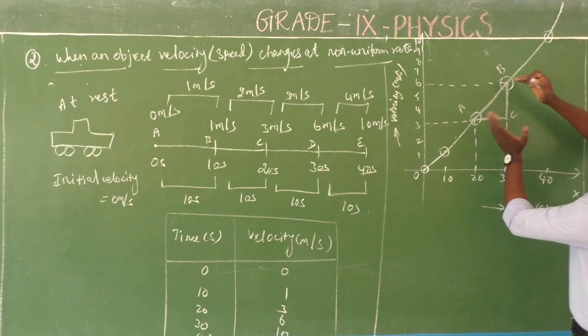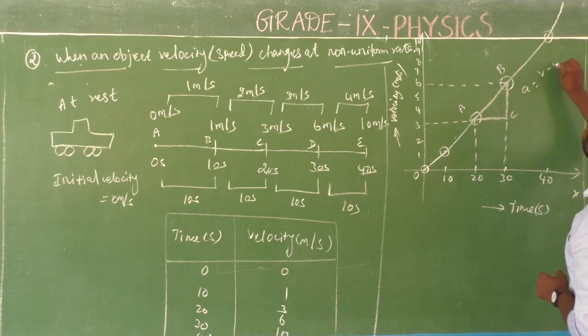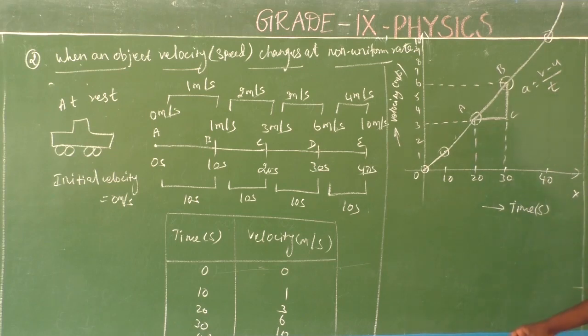So this slope in the velocity-time graph, what is that? Acceleration of the object. Do you think that is possible? Yes, of course that is possible. Because acceleration is equal to, what is that? Final velocity minus initial velocity divided by time. Final velocity is V, initial velocity is U.